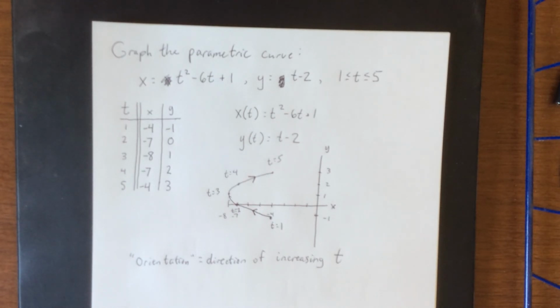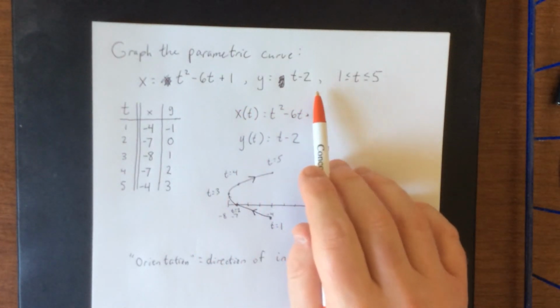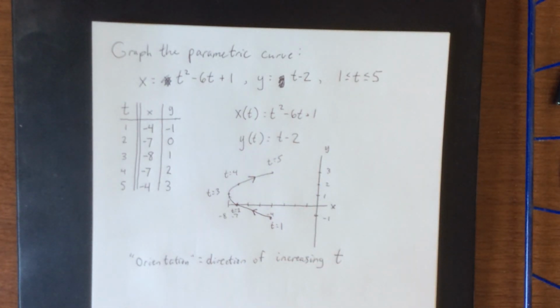Now, another way that we could determine what's going on with this parametric curve would be to eliminate the parameter. We'll discuss eliminating the parameter in the next video, and then we'll revisit this example.